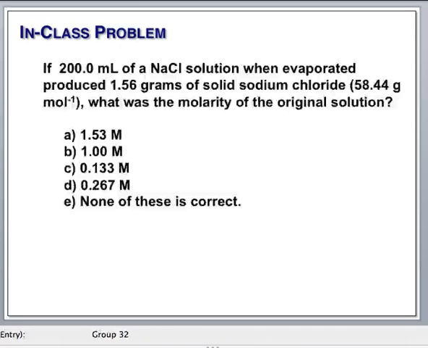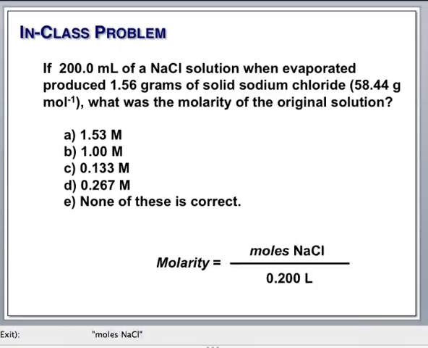Another multiple choice. 200 mils of sodium chloride solution evaporated down gave us 1.56 grams of sodium chloride. What was our molarity? Well, as always, our molarity is simply going to be the moles of sodium chloride divided by our volume here, which is 0.2 liters.